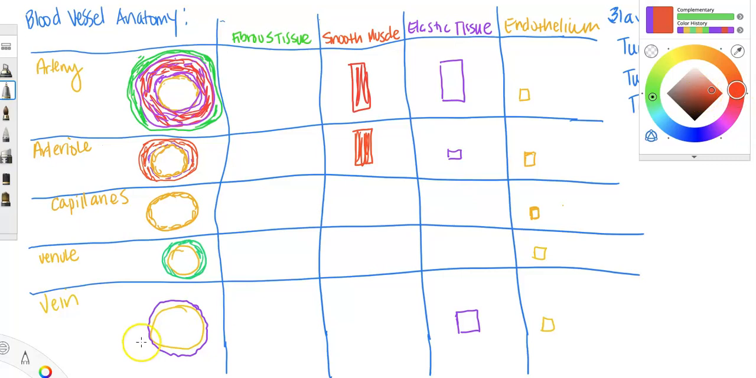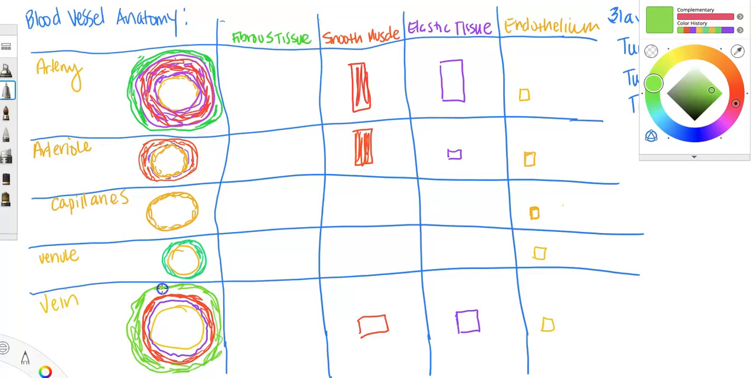And it also has smooth muscle, but its smooth muscle layer is kind of thin. The walls of the vein are pretty thin in comparison to the walls of the artery there. So the smooth muscle, even though it's there, it's not very much. Okay, its tunica, or its fibrous tissue, is kind of a lot. It's kind of big in comparison, especially to the artery.